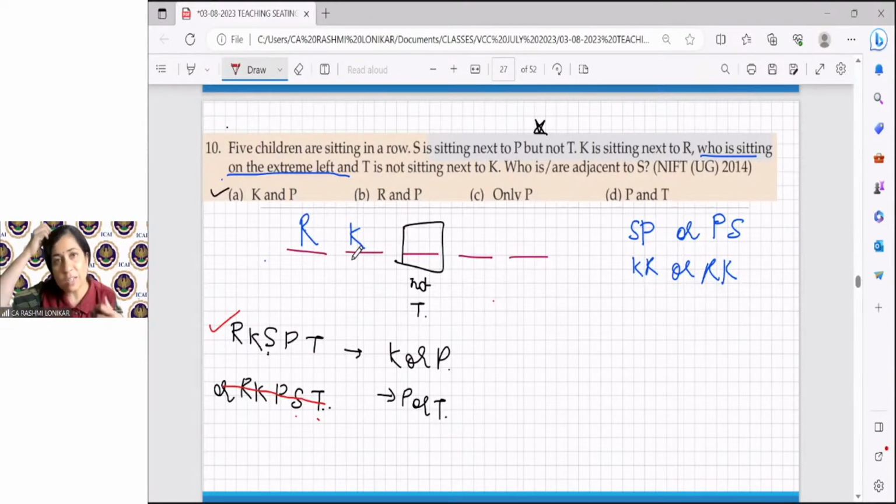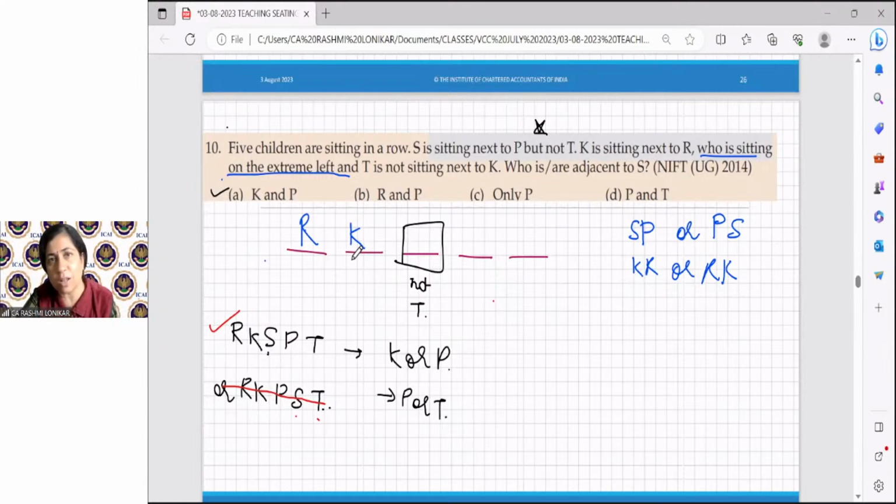So once you've written down all the options, revisit the question and then try to find out under which condition you can eliminate. Here S is sitting next to P. Here S is also next to P. Here also S is next to P, but not T. So this eliminates. So this is the correct answer. This is the correct arrangement: R, K, S, P, T.